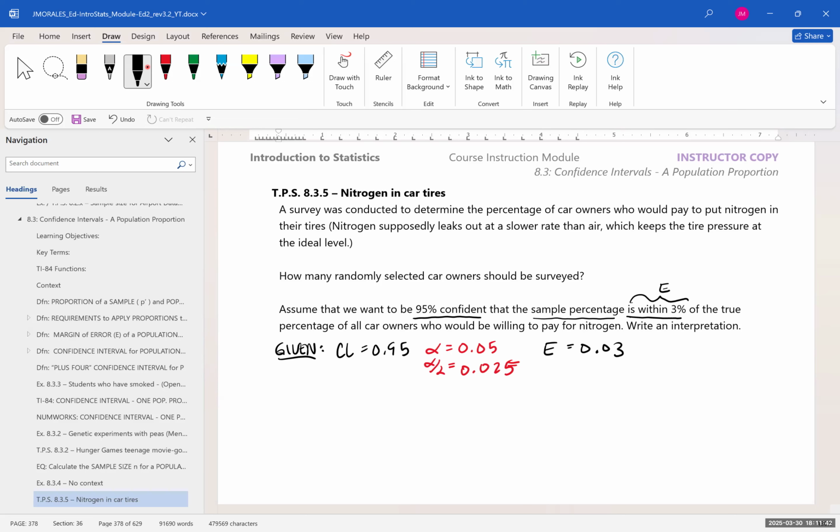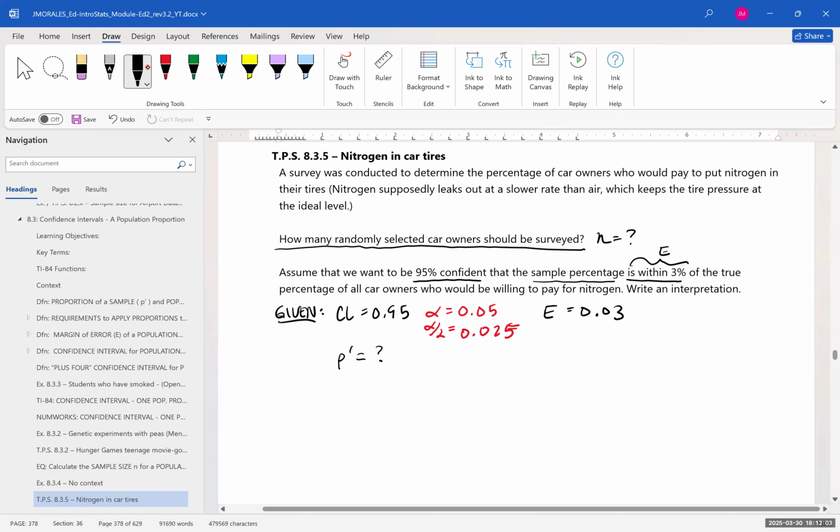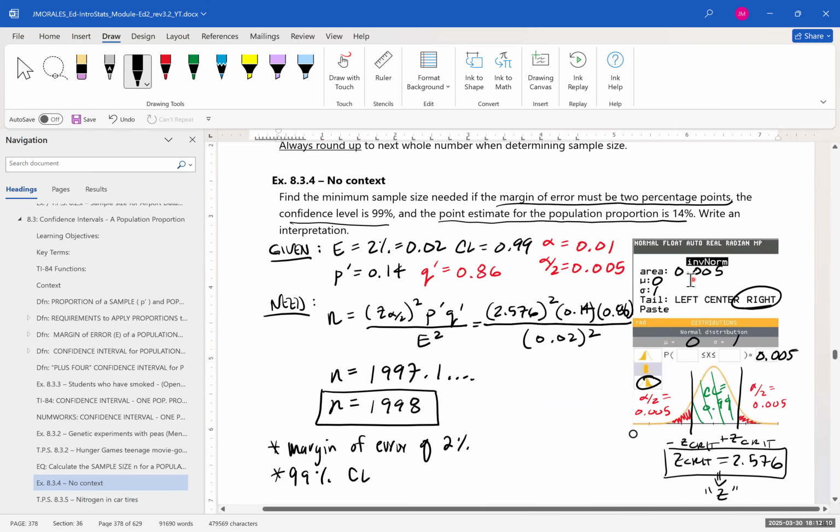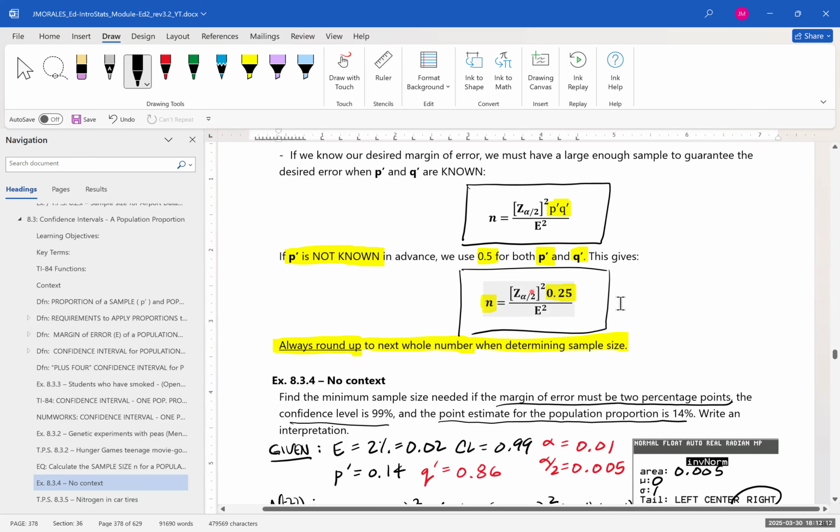Now we need to come up with how many randomly selected car owners should be surveyed. So we need a sample size. This is all we got. You'll notice that this is an example where we do not know what the sample proportion of success is. We don't have any information on that. So this is where we use the other equation, this one with the 0.25.